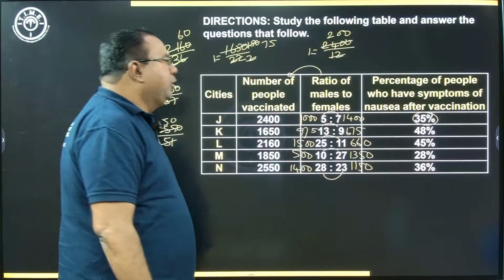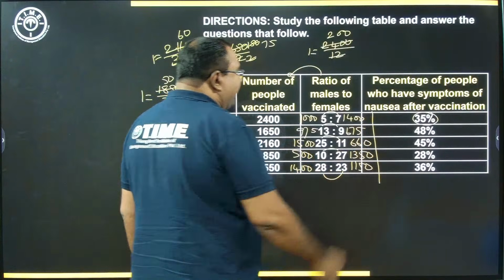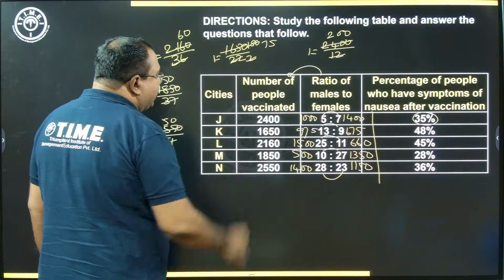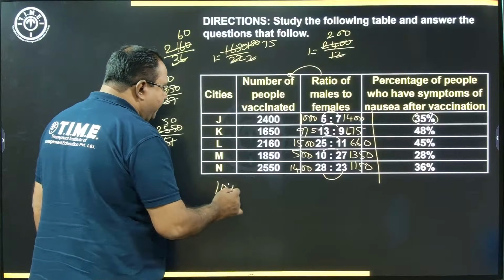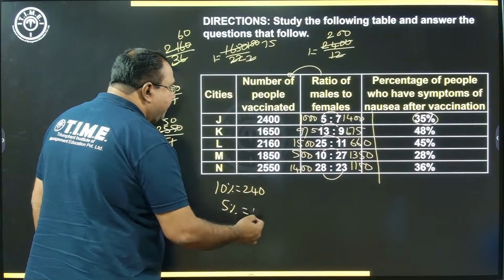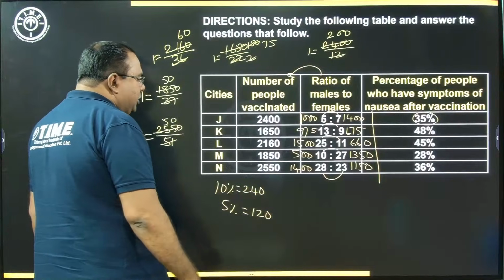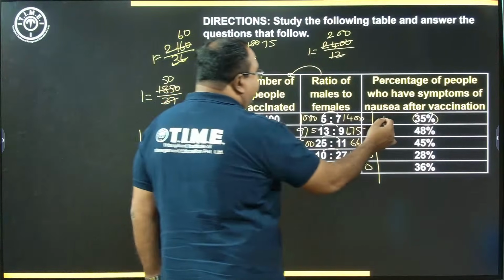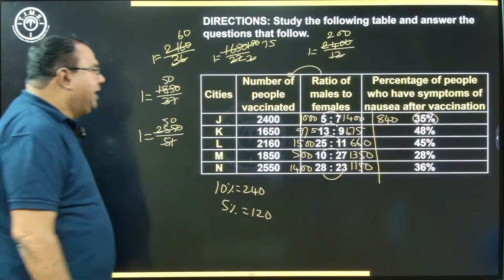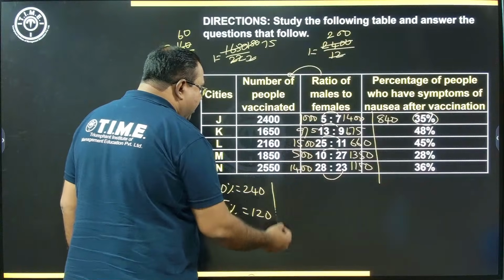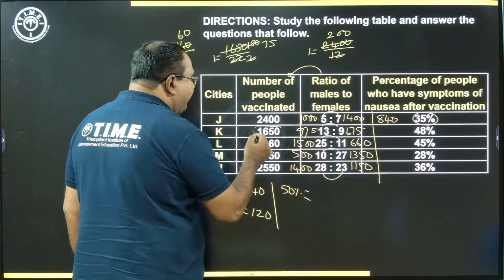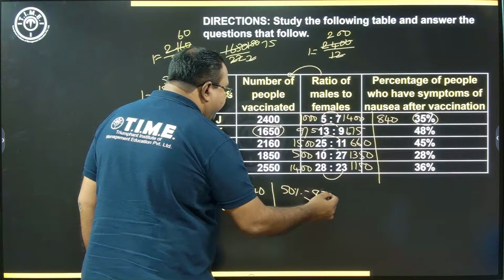We can find people who have symptoms after vaccination. 35% of the people have symptoms. 30%, 10% is 240, so 30% is 720. 5% in J would be 120. Right? 35%. So it will be 720 plus 120, 840. Then in K, 48% have a nausea feeling. 48% will be 50% minus 2%. The given number is 100%, 50% means half of this, 825.